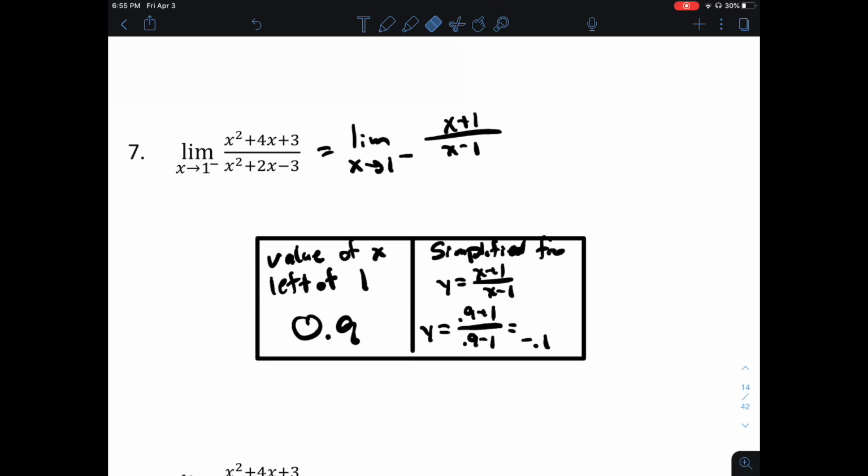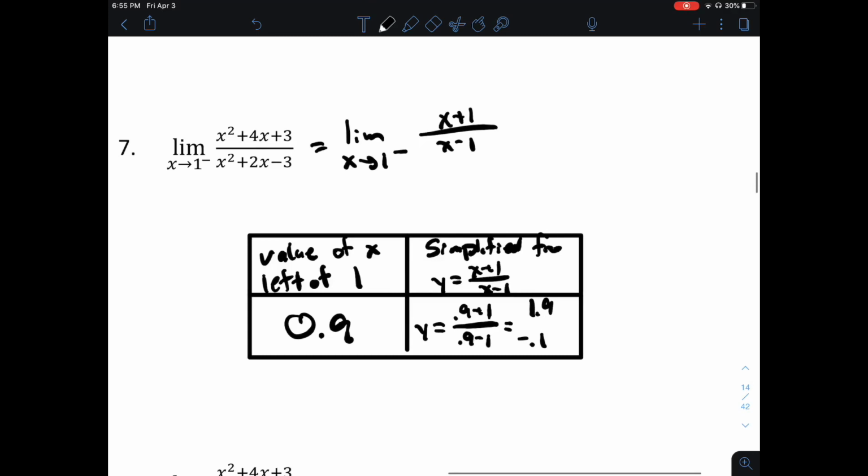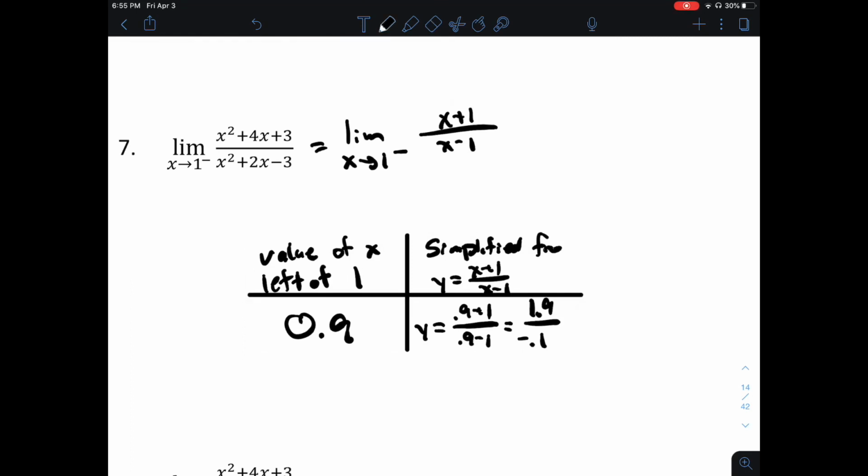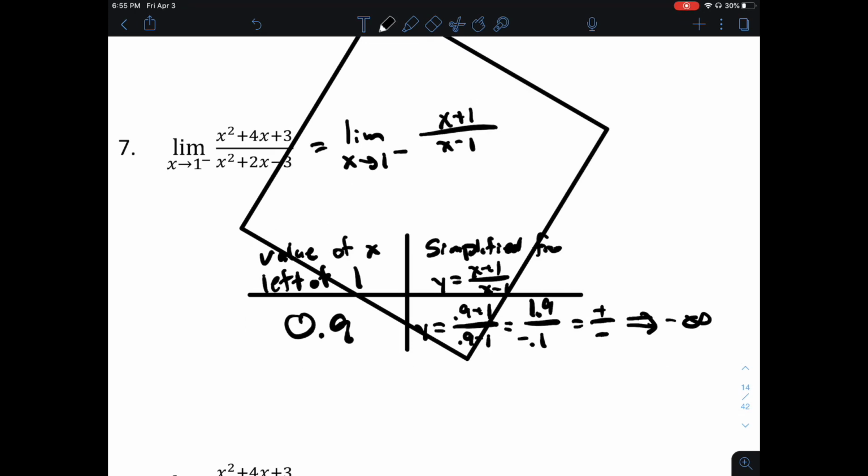On the top, you're going to get 1.9. If you divide those, what's your answer going to be? Is it positive or negative? Well, we were really close to 1, relatively, and this ends up being a negative answer. We end up with a positive over negative, which then means we're assuming that this is going to be approaching negative infinity.